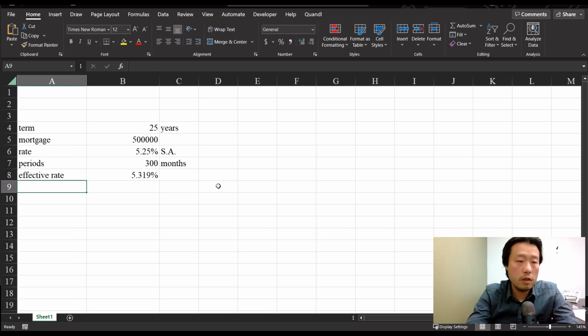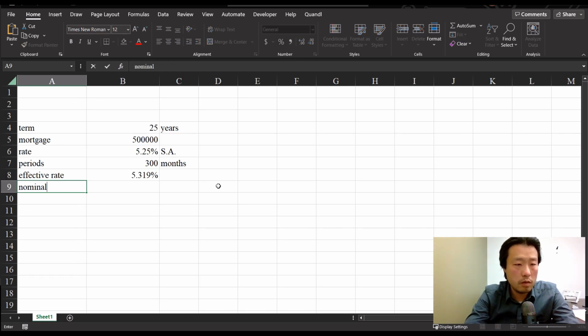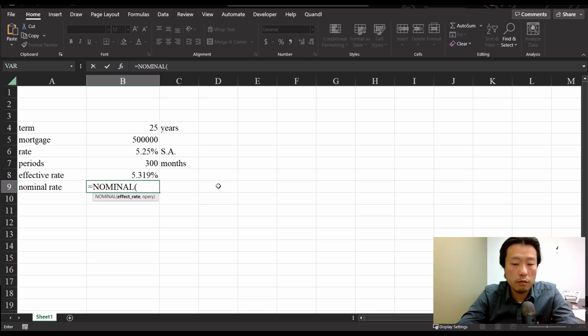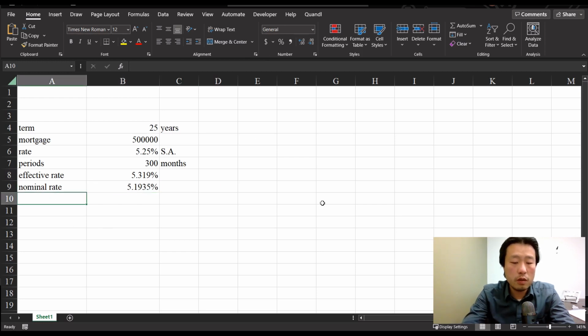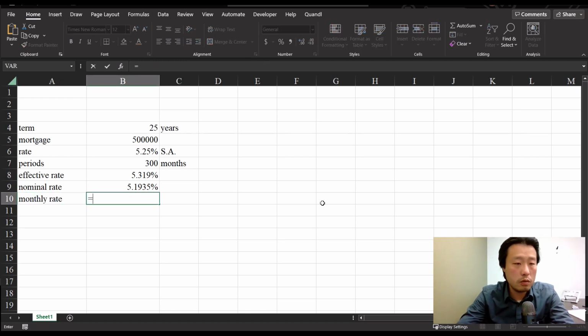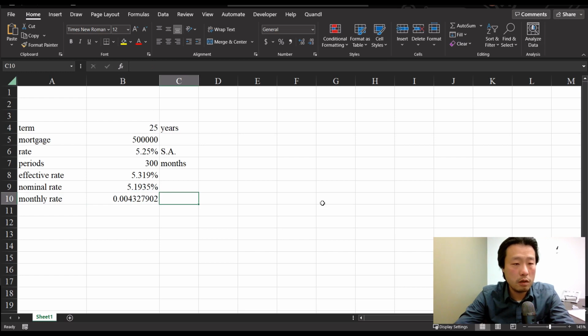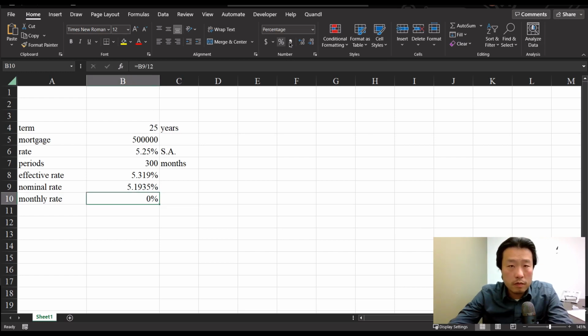Next, we want to find the annual percentage rate compounded monthly. So we just use the NOMINAL function and refer to the effective rate we calculated, and because we have 12 months per year, we put the 12 as the number of periods. Let's change it back to percentage. And next we want to find the periodic monthly rate. So we just need to use the nominal rate divided by 12 to get the monthly effective rate. Let's change it back to percentage.